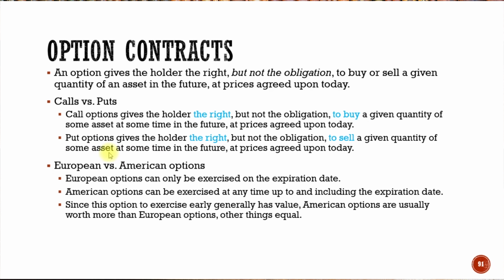Same thing if you buy insurance on your stock. The put option gives the holder the right, but not the obligation to sell. If you still like the company, it's just at a lower price, but you didn't want to lose a bunch of money, you got the cash instead. But in your statement, it will actually say that you lost money on that stock, but your overall portfolio is not dented because you received cash. So that means that you sell a given quantity of some asset at some time in the future at prices agreed upon today. Now, there's a big difference between European versus American options.